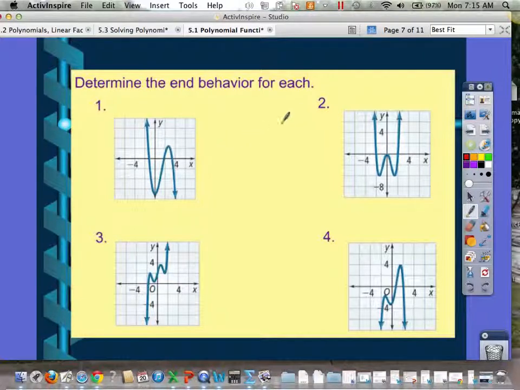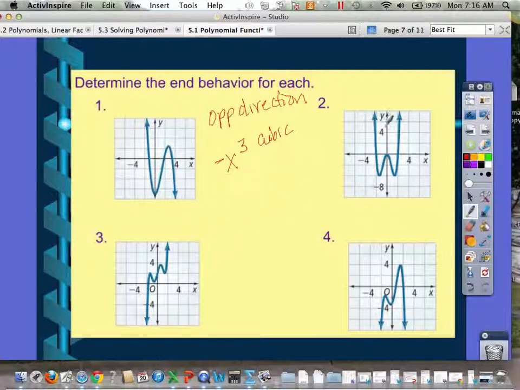Determine the end behavior for each one of these. So it's going opposite directions. That must mean it is an odd degree. So that's going to be, let's see, 1 and a turn. So that's going to be cubed. So that's a cubic. And this one is going left to right, it's going down. So that's going to be a negative cubic.